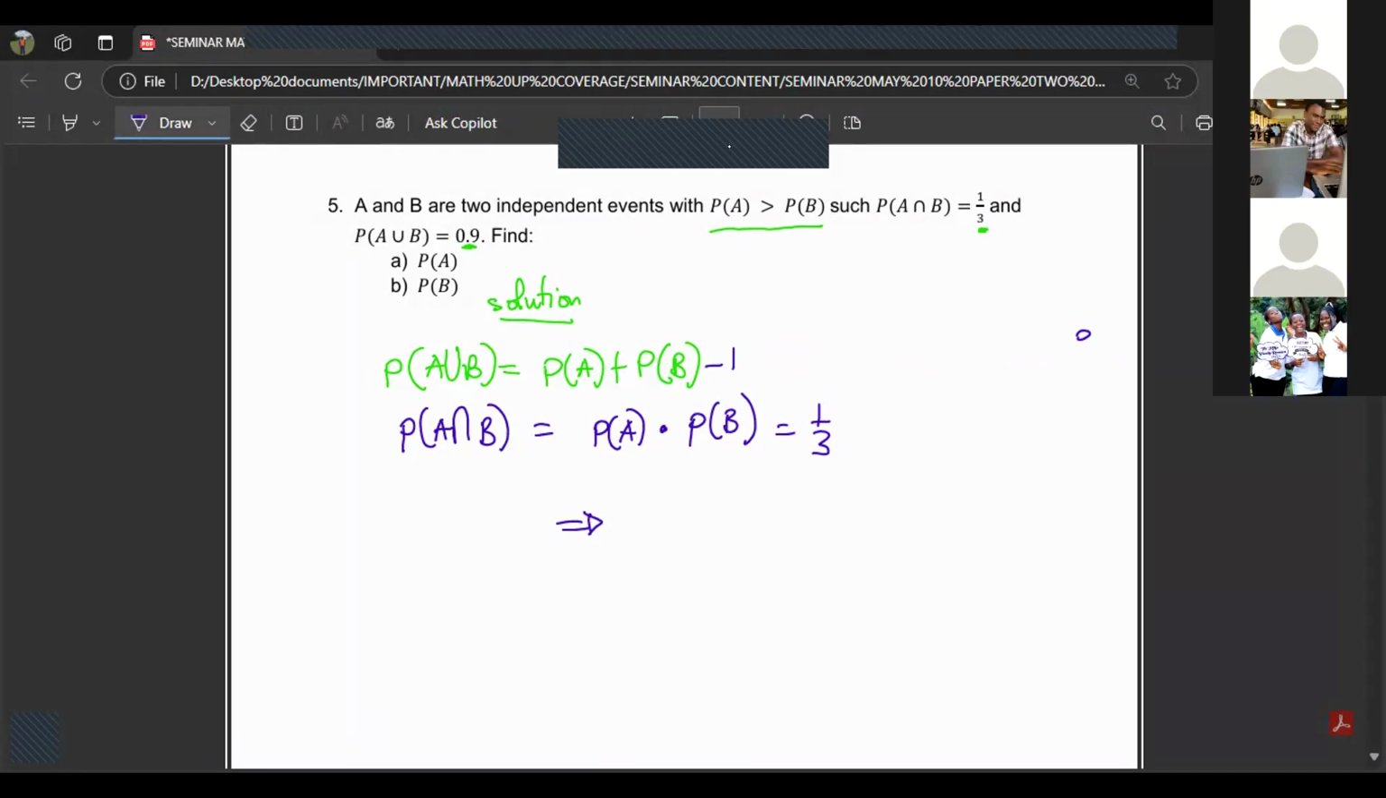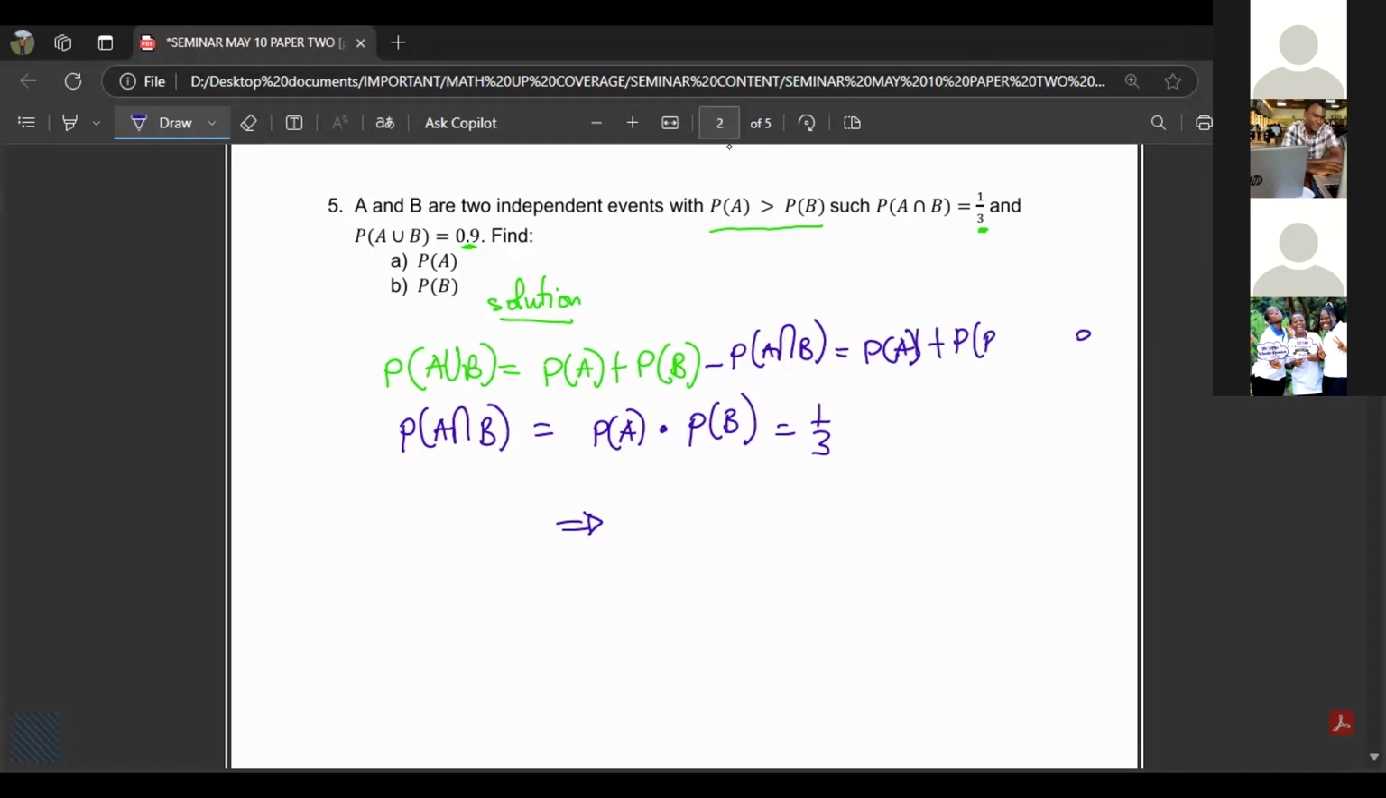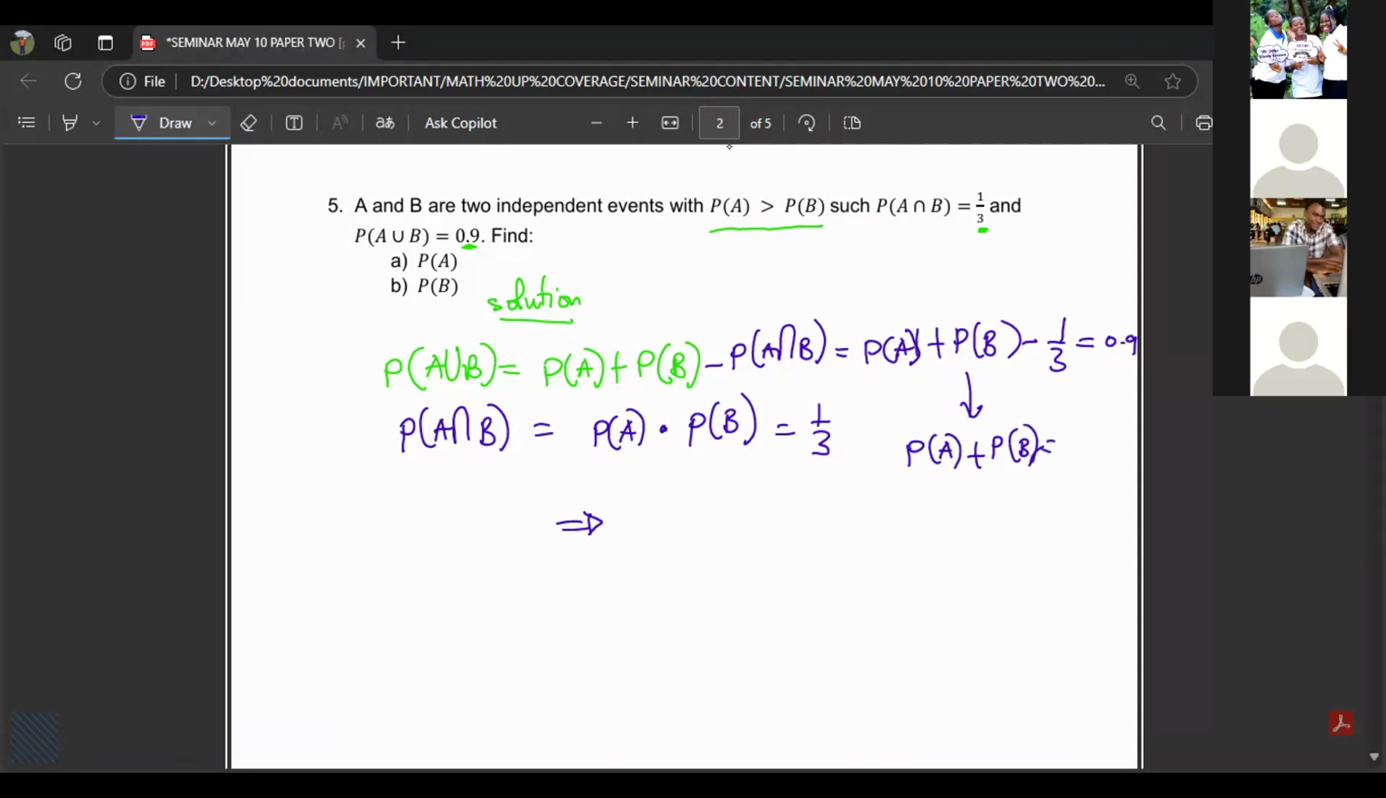So minus P of A intersection B, which gives us the probability of A plus the probability of B minus a third. And we are going to solve for that. That first equation is equal to 0.9. And as we had gotten earlier, the probability of A plus the probability of B is equal to 37 over 30. So we have these two equations, and when you make the necessary substitutions, I think we shall be able to get the solution.